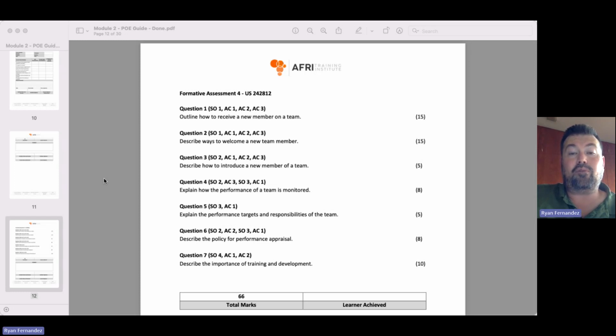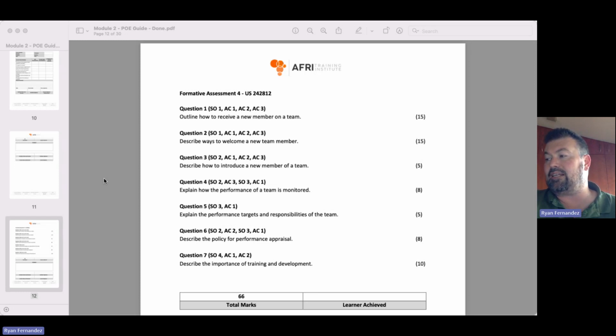Then explain performance targets and the responsibilities of the team. That's going to be on page 36 to 37. But obviously, again, in your team, how are the performance targets and the responsibilities of the team given over to someone who has just joined the team? So explain that. Then describe the policy for performance appraisal.